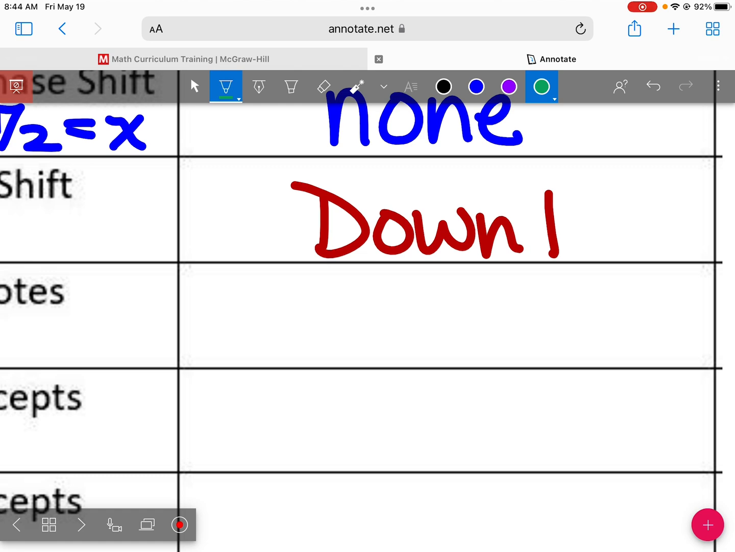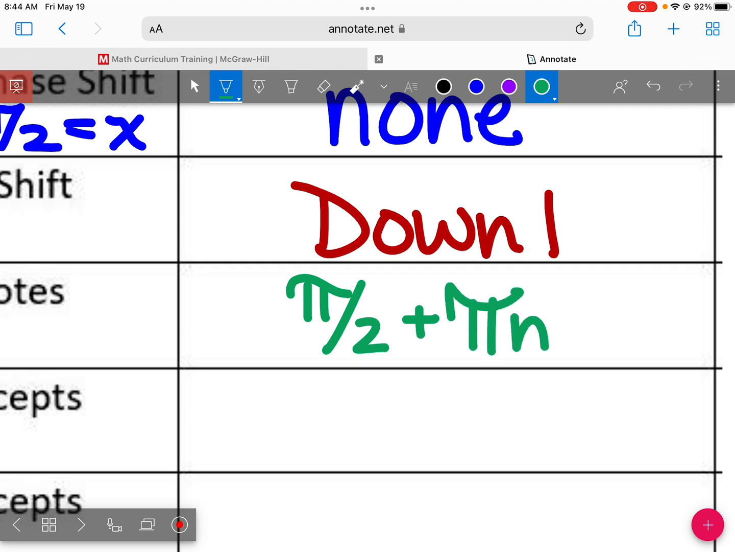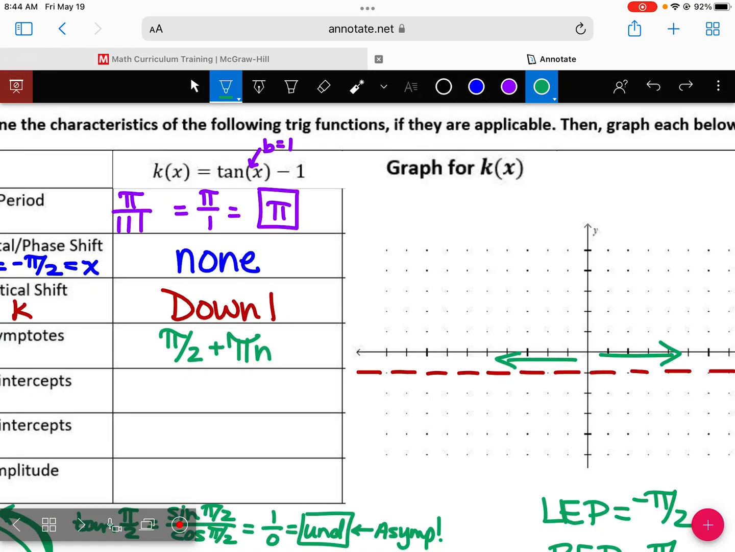So asymptotes, I want to name everywhere we're going to see an asymptote show up. So we know there's one at pi over 2, plus every time we go halfway around the unit circle, we run into another asymptote. So you could say negative pi over 2 plus pi n. You could say positive pi over 2 plus pi n. You can name the left endpoint and then how far to get to the right, or you can name the right endpoint and then how far to get to the left. But it's that distance in between that we have to add each time.